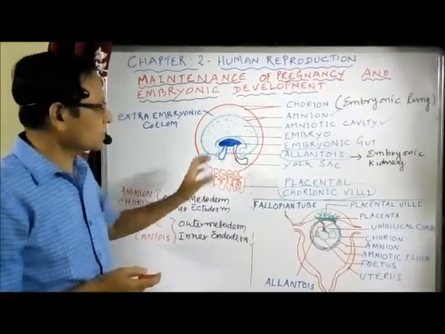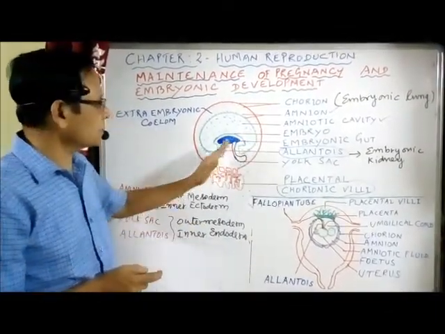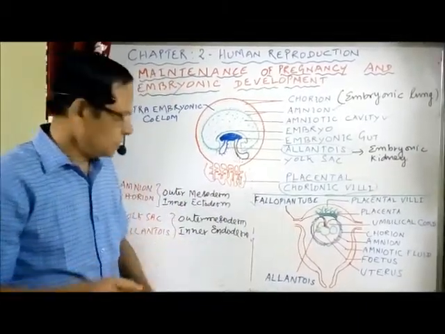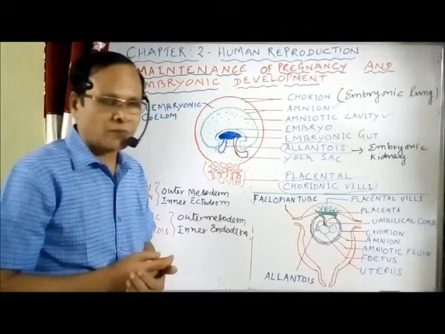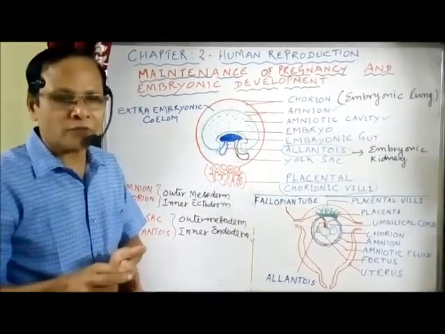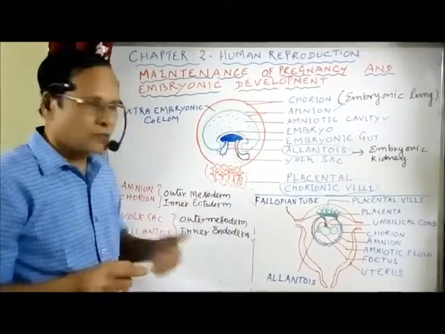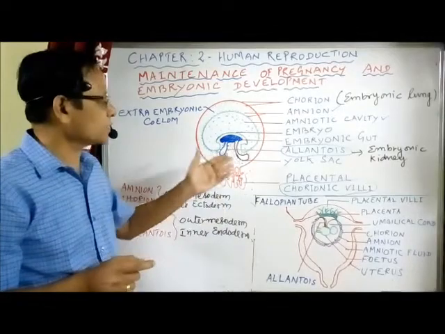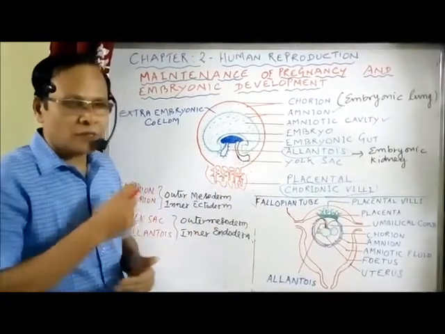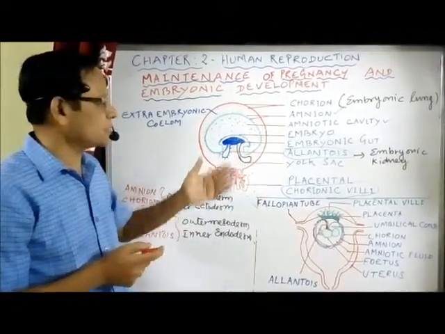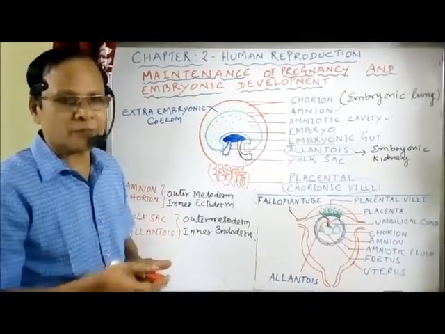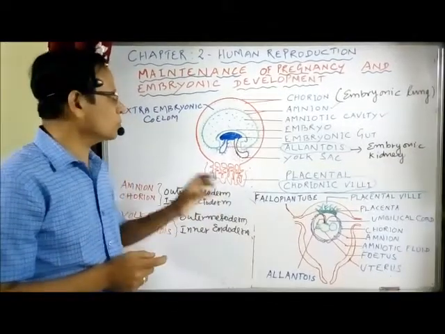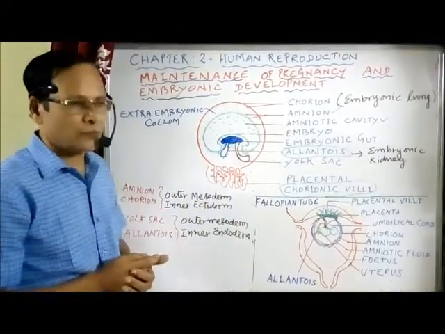That's about the extra-embryonic membranes. I just represented them separately. Here the same one is present within the uterus, the fetus within the uterus. Now what is the difference between embryo and fetus? The embryo is the one which is developing without extra-embryonic membranes. Once the embryo has developed and is surrounded by extra-embryonic membranes, then it's called the fetus. That's about the development of extra-embryonic membranes.